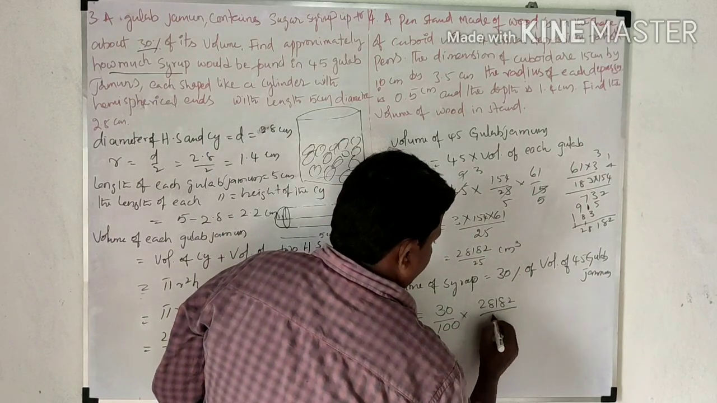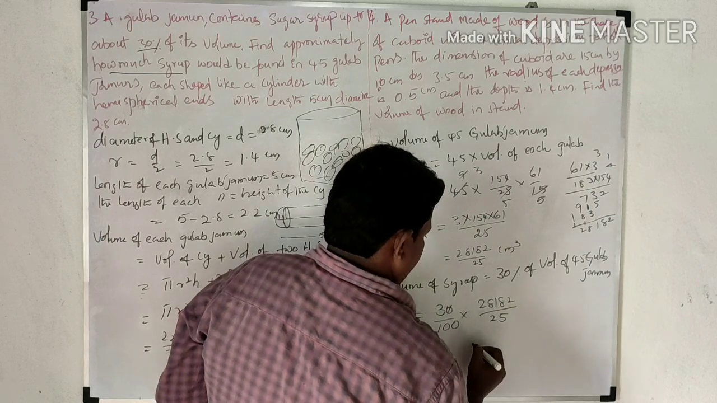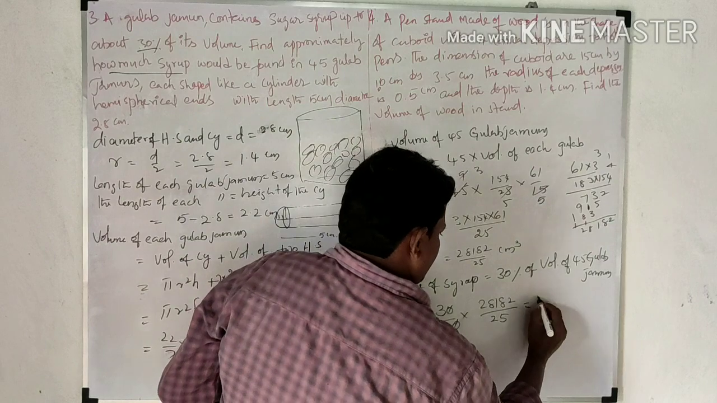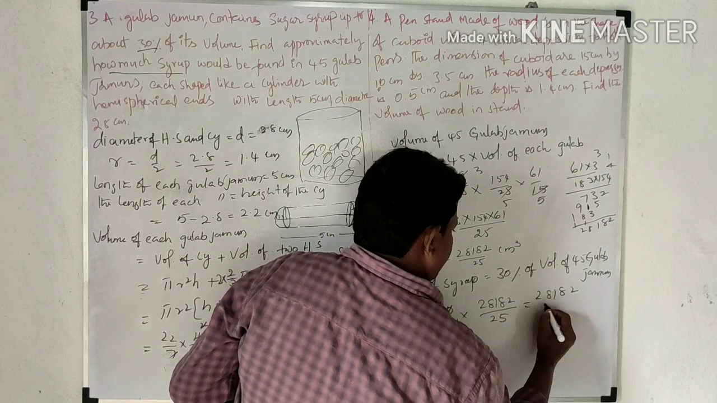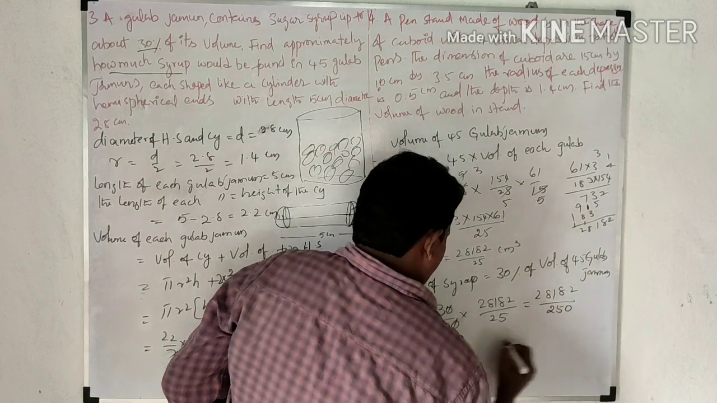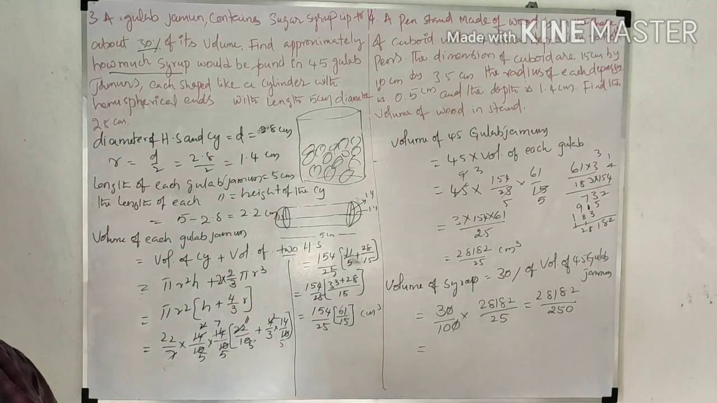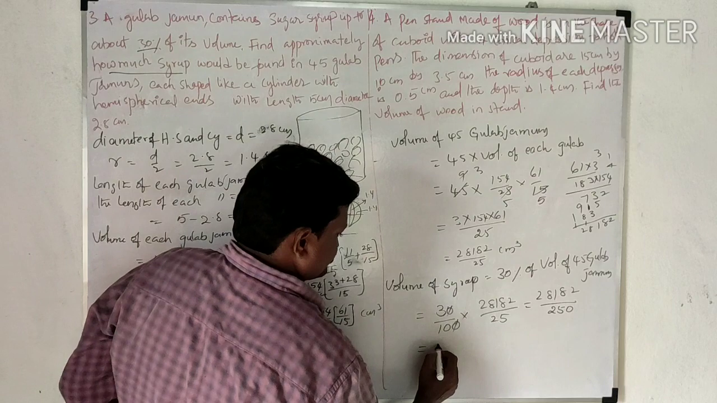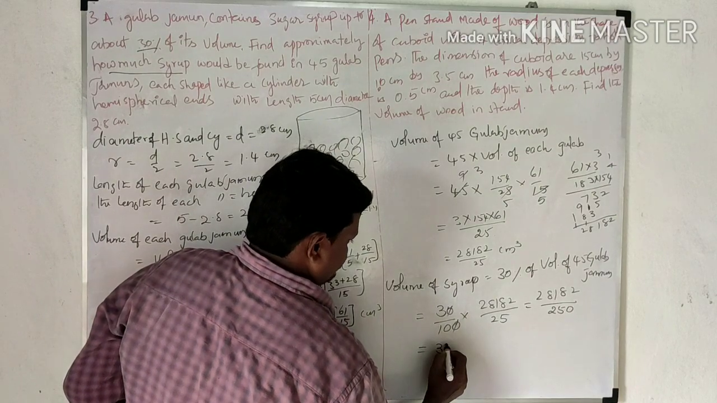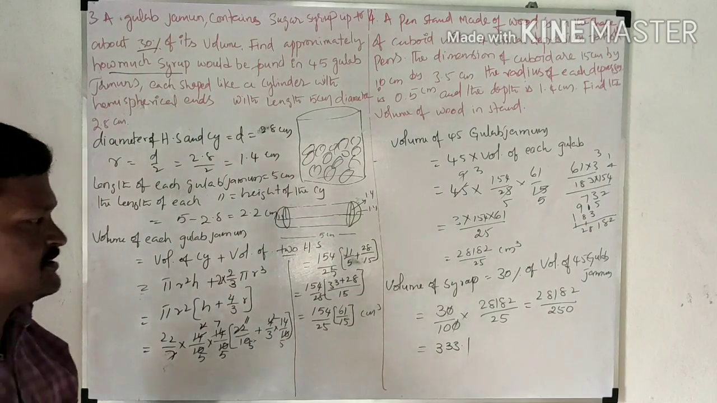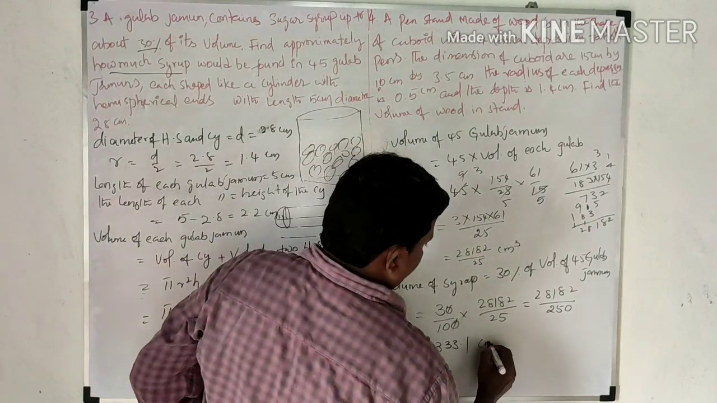This is 28182 by 25. 0 will be cancelled. Now this is 28182 by 250. After dividing by 250, you will get 331.33.1 like that. This is the approximate value of this one.